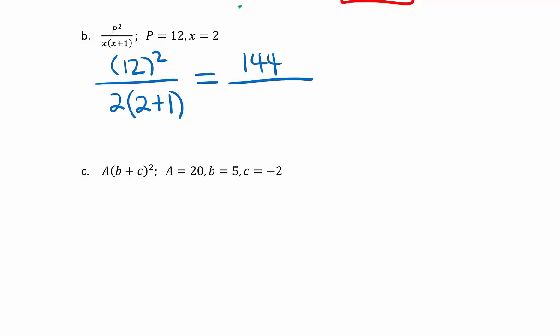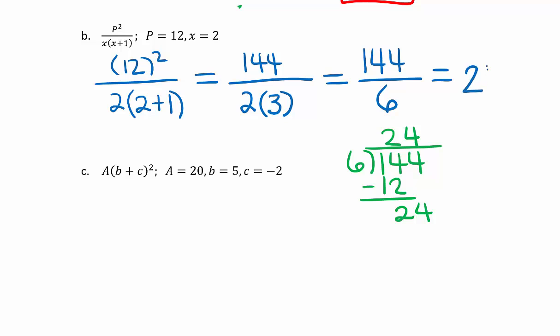In the numerator, I get 144. That's 12 times 12. In the denominator, I'm going to work inside the parentheses first. 2 plus 1 is 3. 2 times 3 is 6. And then I'll finish by doing the division. 144 divided by 6 is 24. Feel free to type that into your calculator if you'd like. But keep in mind, if you forget a calculator, you are going to have to do that by hand.